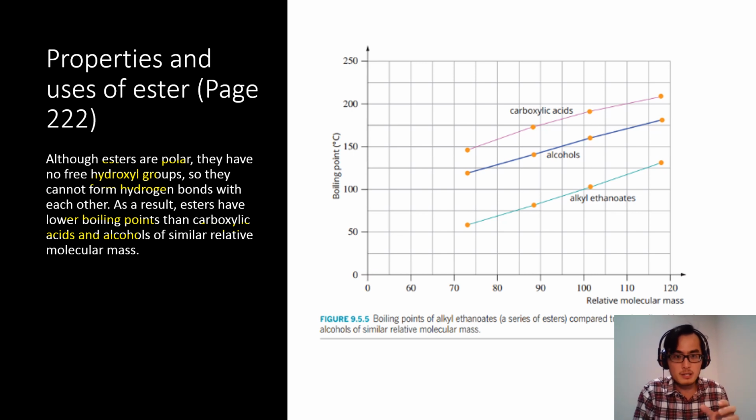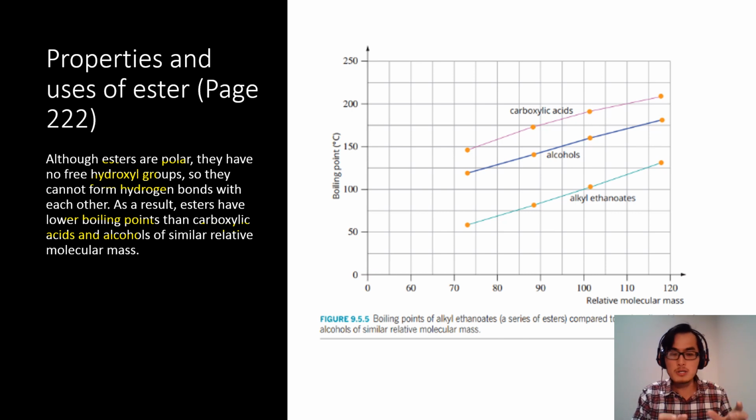And I did mention that it's a combination of both. Before this, we said the alcohol by itself can form hydrogen bonding, and the carboxylic acid by itself can form hydrogen bonding. But when you put both carboxylic acid and alcohol together to form an ester, the ester cannot form hydrogen bonding. Why? Because it doesn't have any lone pair electrons.